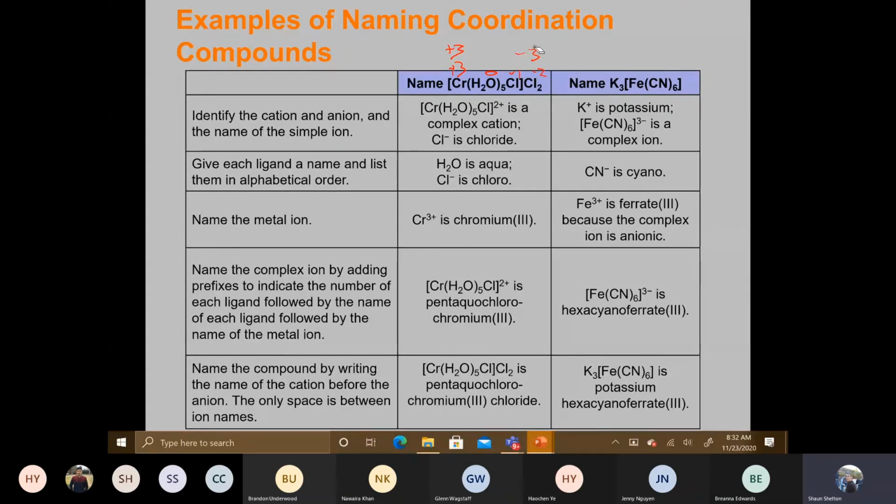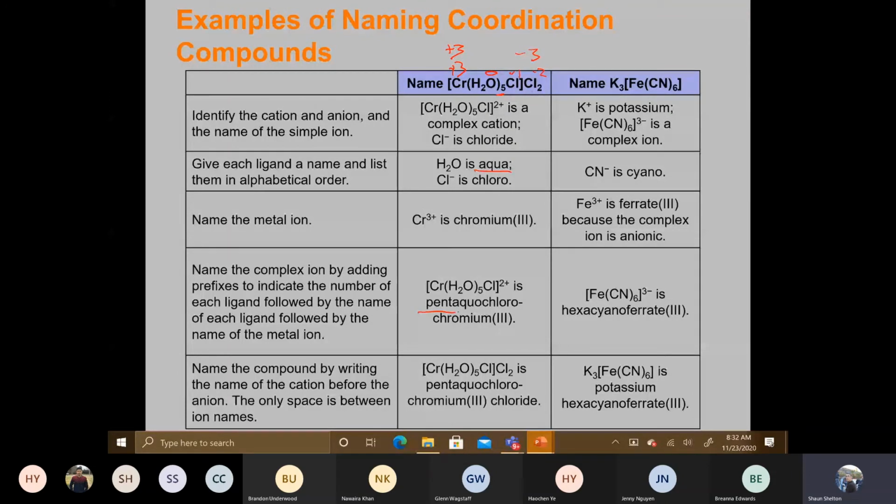Now, what I want to do after that is look at the ligands. So let's name the complex. Water is aqua. Since Cl is inside, it's called chloro. We talked about that on the previous slide. We already figured out the charge of chromium is +3, so now we get to put these in order. Aqua is A, and A comes before C, so aqua is going to go first. If you look, you have 5 aquas. The prefix for 5 is penta, so you have pentaaqua.